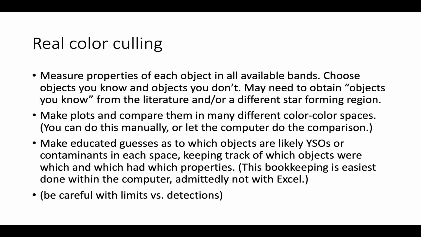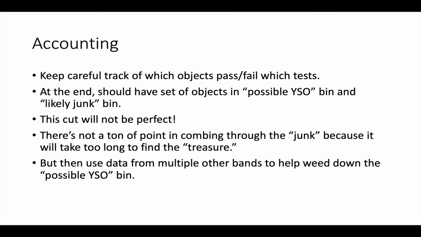I do all of mine within the computer, but again, I'm not particularly using Excel. And you do have to be careful with limits versus detections, because limits are not the same as detections. And if you treat a limit as a detection, you're going to end up with some funny filters. Indeed, the accounting is challenging. You have to keep track of which objects pass or fail. And you're going to have, in the end, at least 2 bins, possibly young stars and likely junk. There may be more than just 2 bins.